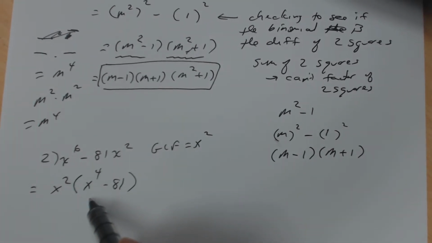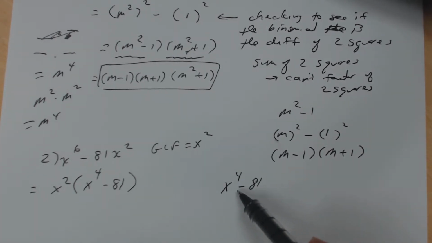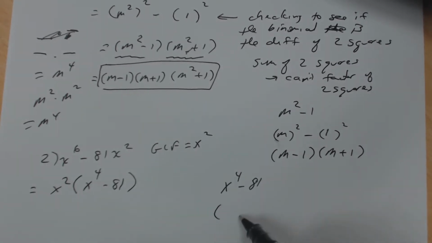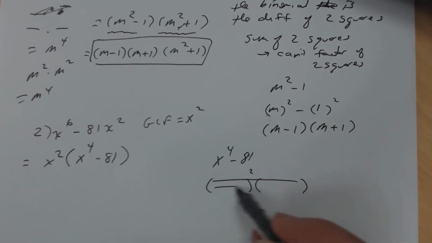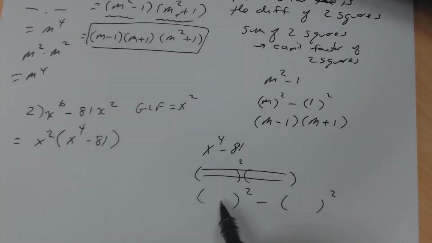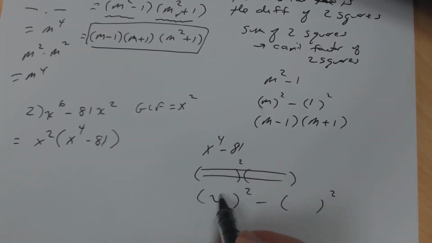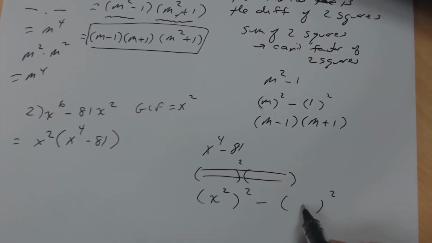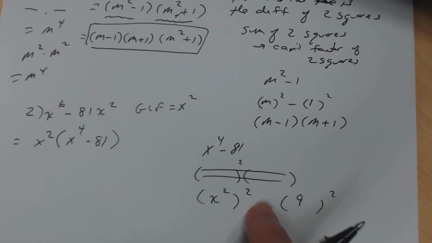Okay, so now you see this x squared times x to the 4th minus 81. There are two terms with subtraction between them, so you want to see if that's the difference of two squares. Let me rewrite this. Can I fill in these parentheses? What times itself twice is x to the 4th? Well, it's x squared, because x squared times x squared is x to the 4th. What times itself twice is 81? Well, the answer is 9. So this right here is the difference of two squares.